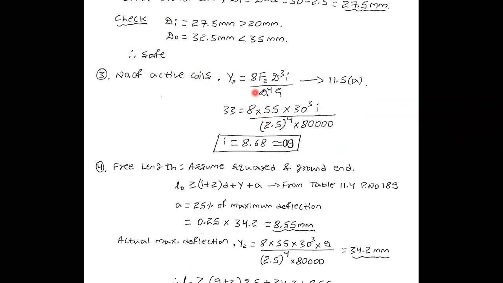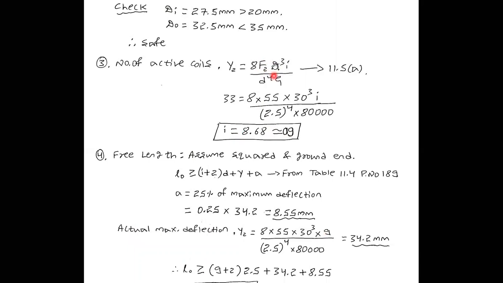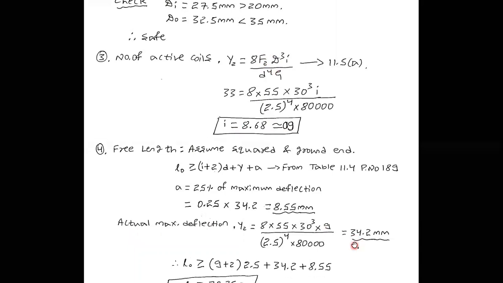Yes, here 11.5a. Why? Because from this formula only you calculate the value of I. In this, actually the value we obtained is 8.68. We round it off to 9. Now to find the actual maximum deflection, use this formula, substitute the value of I as 9. Remaining all the values are same. Substitute that. From that, the maximum deflection we're going to get is 34.2 mm.